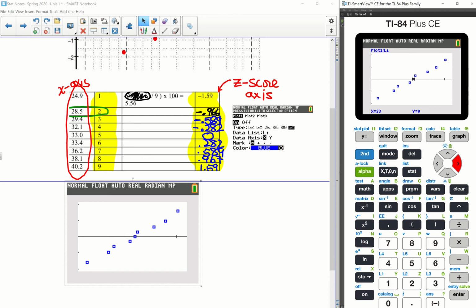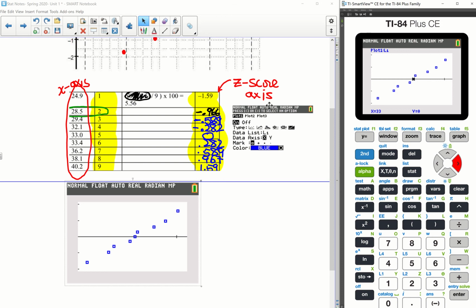All of these heights along the y-axis, those are the z-scores, and so they correspond. If you were to hit trace and scroll along on this graph, the y values that it spits out at you, those are the z-scores. So the purpose of calculating it is so we know what we're into? Exactly. Yeah. The underlying theory.